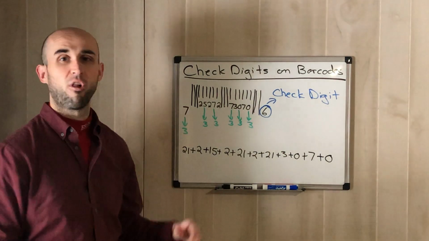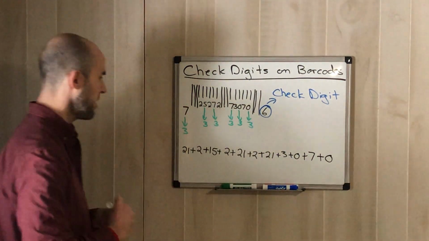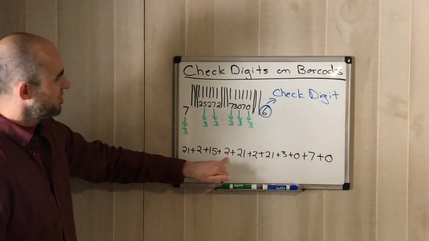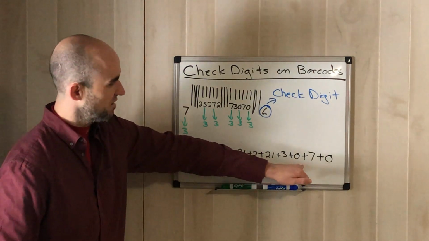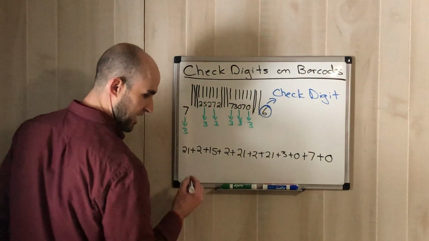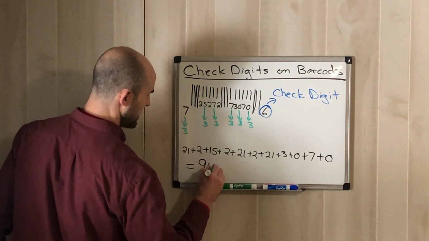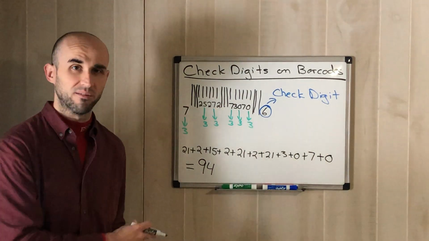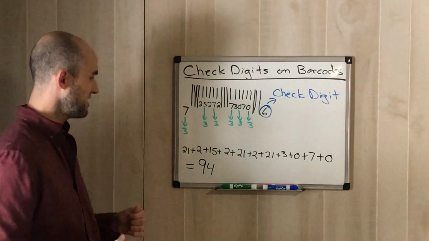So once we have all those numbers, we're going to add them up, right? If you add up 21, 2, 15, 2, 21, 2, 21, 3, 0, 7, and 0, it's going to end up giving us 94. The total sum is going to give us 94. Now, that's the hard part, right? And again, it's a bunch of numbers, but it's just checking to make sure that the UPC is right.